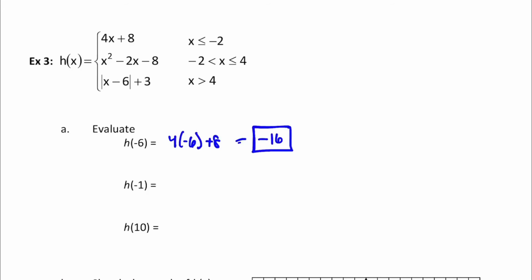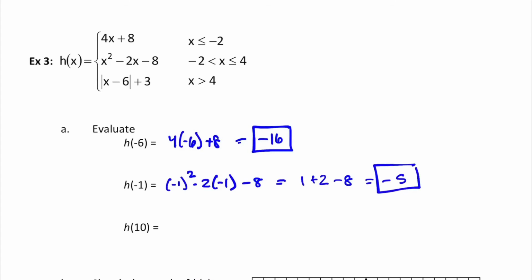Okay, so my next one now is h of -1. Where is -1? -1 is not less than or equal to -2. -1 is between these, so I'm going to use this. All right, so -1 squared minus 2 times -1 minus 8. So that's going to give me 1 plus 2, right? Watch your negatives, minus 8. 3 minus 8, that's going to be -5.